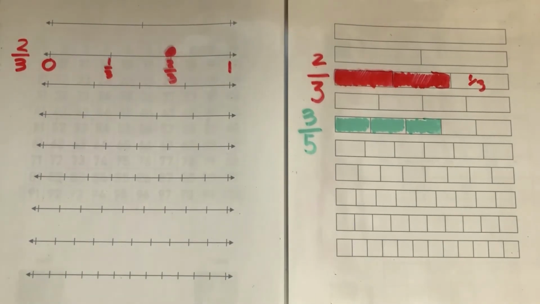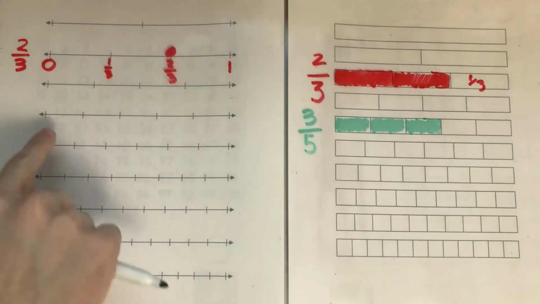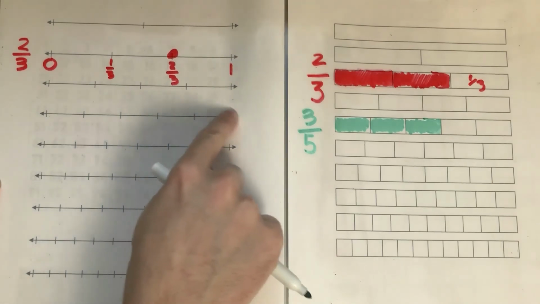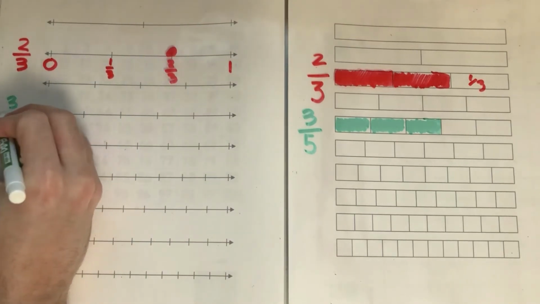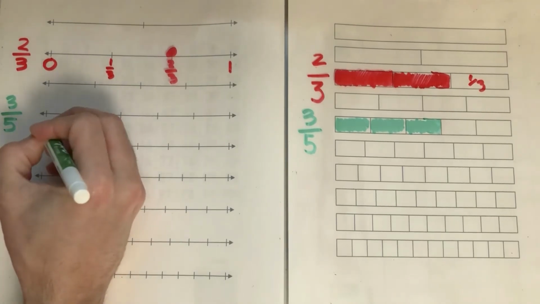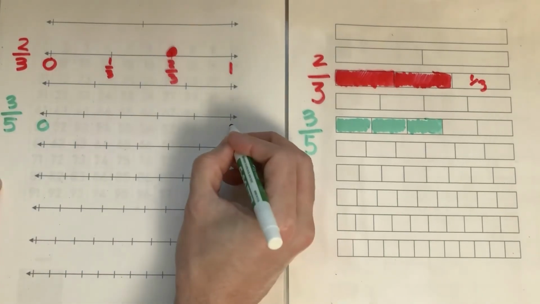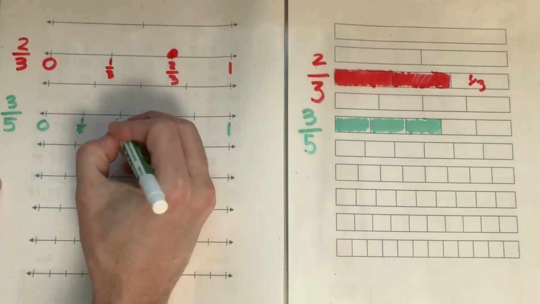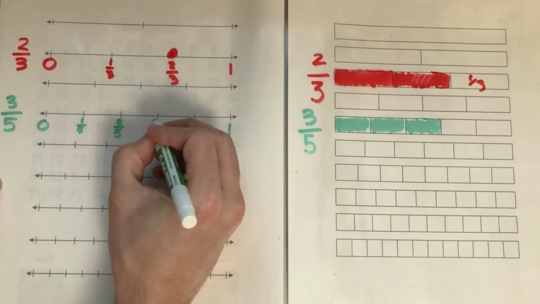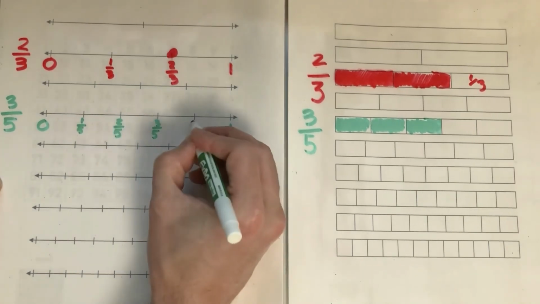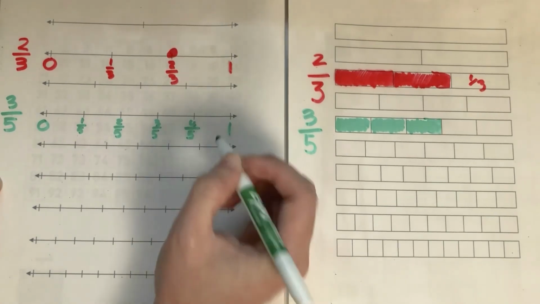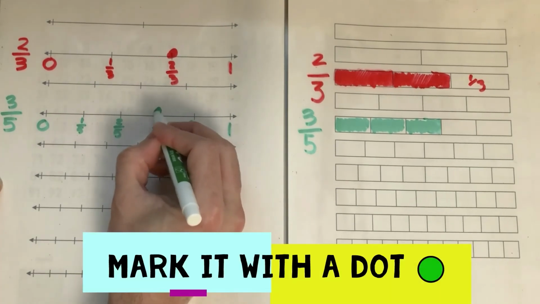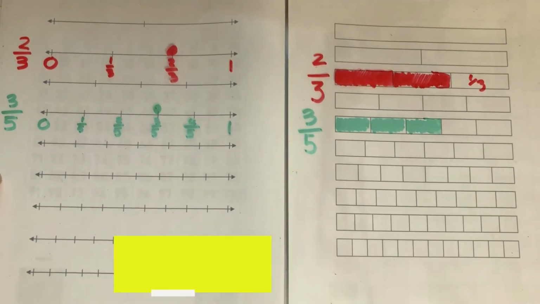Let's find 3/5 on the number lines. So this number line has 5 equal parts. 1, 2, 3, 4, 5. So 3/5 is what we're looking for. We start our number lines with whole numbers. And then this would be 1/5, 2/5, 3/5, 4/5. And 3/5 would be right here. So we're going to mark it or label it with a huge period.